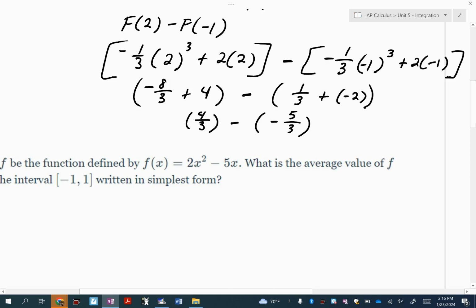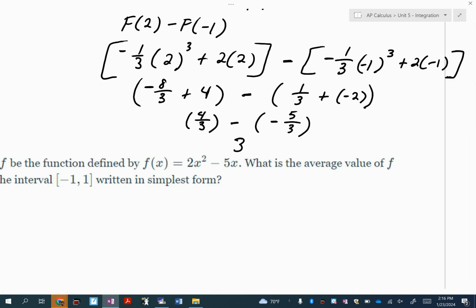-5/3. Okay. Now you see how we're subtracting a negative? So really I'm going to do addition. So what's 4/3 plus 5/3? 9/3, which is 3. Now this is not the answer. This is the value for the integral from -1 to 2 of this function.